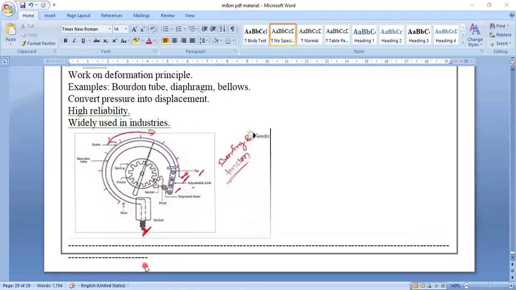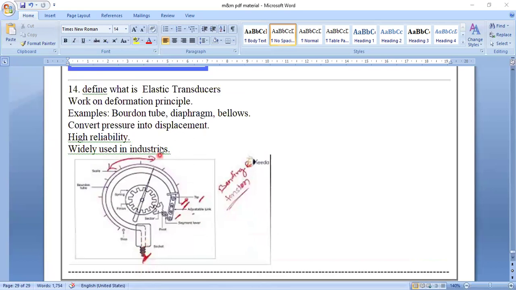Last question, the 14th question: what is an elastic transducer? Elastic transducers work on the deformation principle. Examples are Bourdon tube, diaphragm, bellows. This is a Bourdon tube, which converts pressure into displacement. When pressure comes inside this tube, it fills, so it will expand or contract. That is read by the dial attached here. The dial runs the pointer, and scales are made here to show the pressure as displacement.